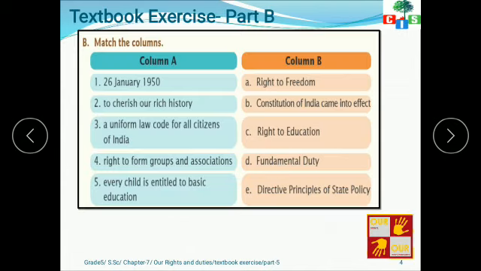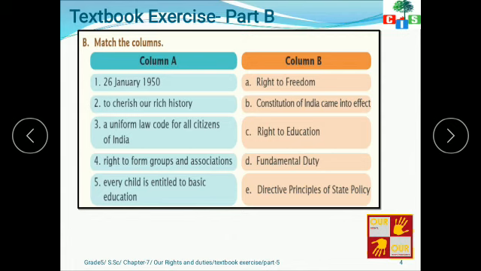The B part is match the following. Now first is 26 January 1950. I think all of you know what the answer is. Yes, the answer is Constitution of India came into effect. That is B. Next is to cherish our rich history. So where does it come, under rights or under duties? I think this is our duty that we should preserve our culture. We should cherish our rich history. So it is our fundamental duty, that is D.